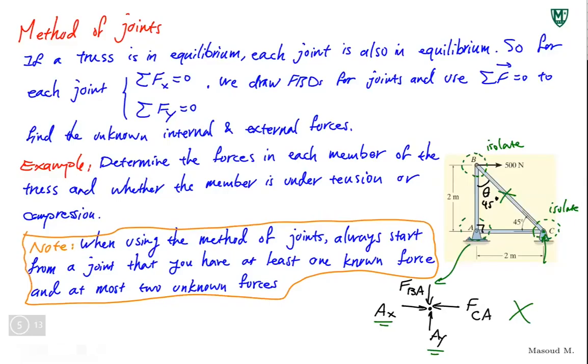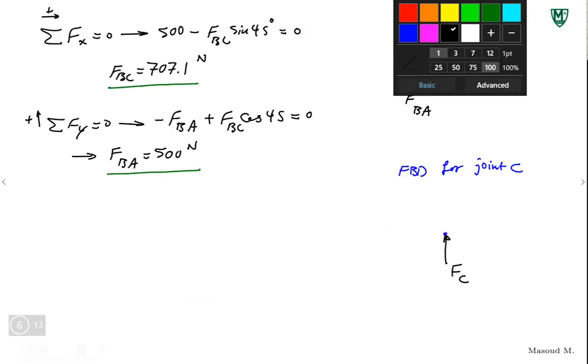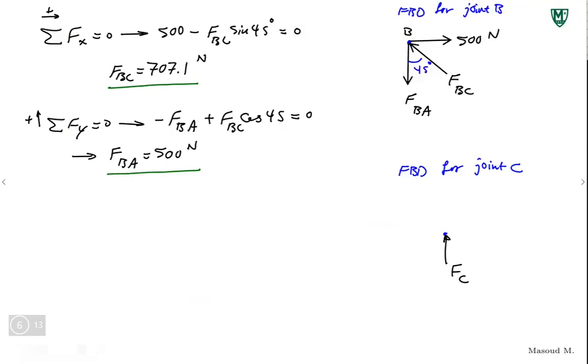They're coming from members. I know their directions. The magnitude and direction for that one, I know. This one, it's this way. That member is under compression, so it's pushing on this point. It's trying to expand itself since it's under compression. So this would be FBC.